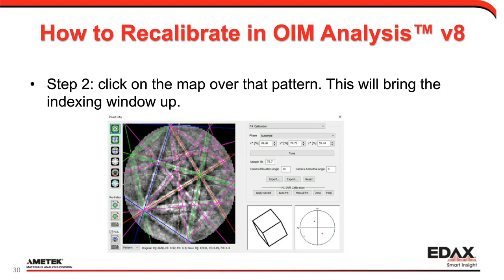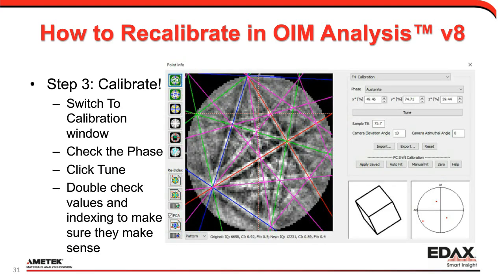The other thing to make sure you do is check the phase. If you have a multi-phase material, the pull-down menu is how you tell it which phase to use. So just make sure you have the right one. After you do all that, just click on Tune, double check the values, make sure they make sense, and you're done. It's really quick. It's pretty much a 2 or 3 step process, and with that, you're ready to go.